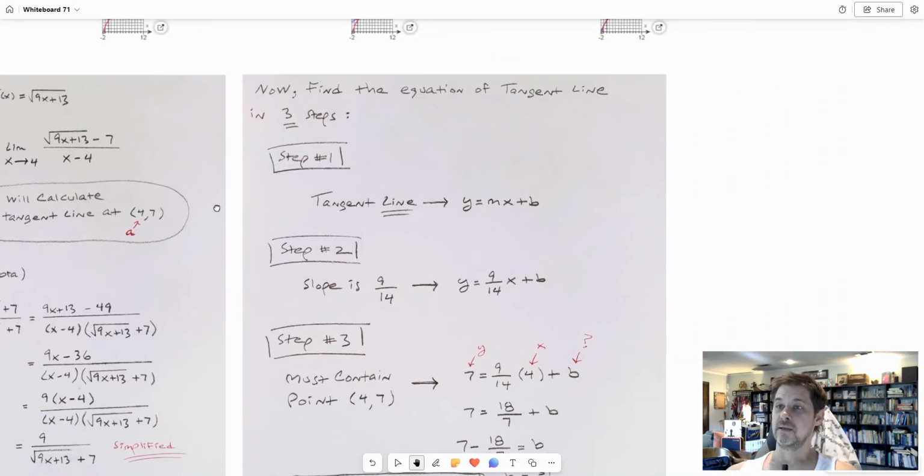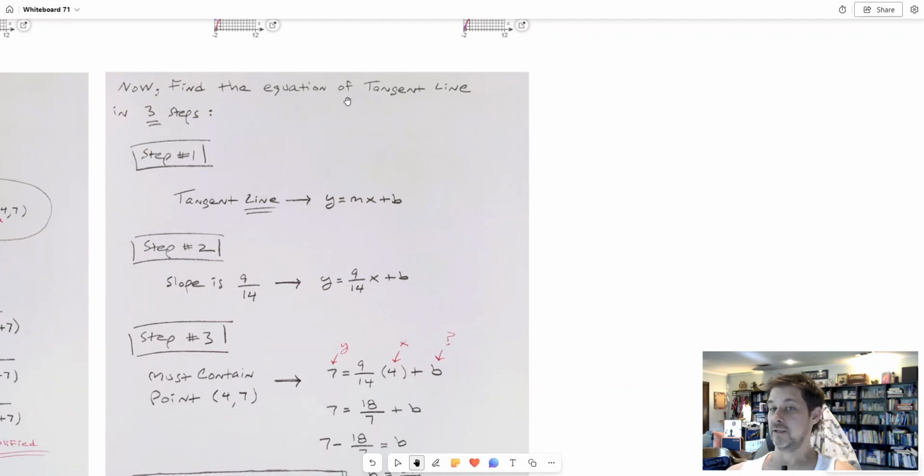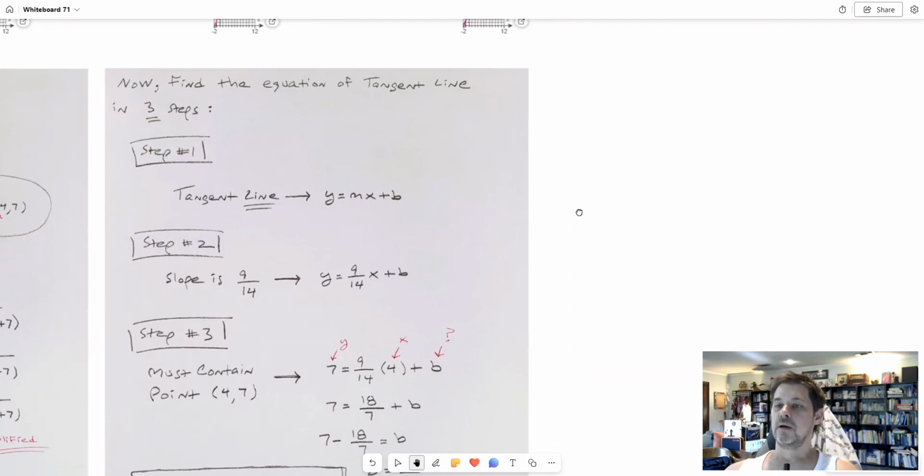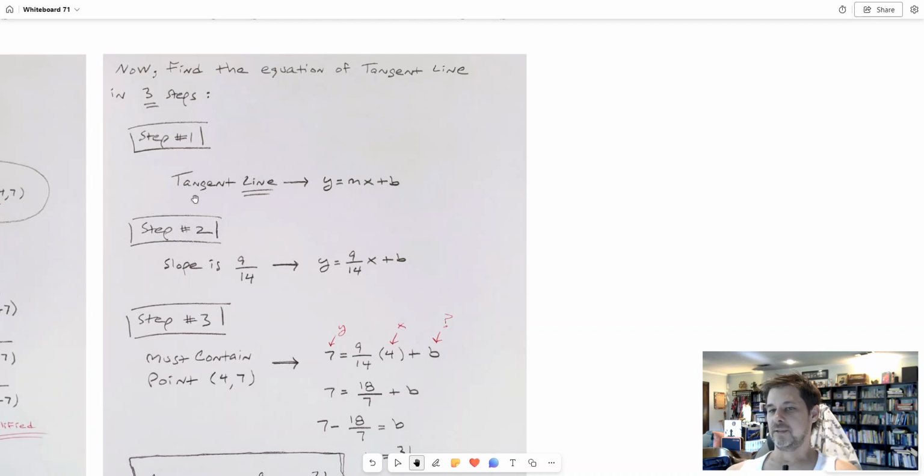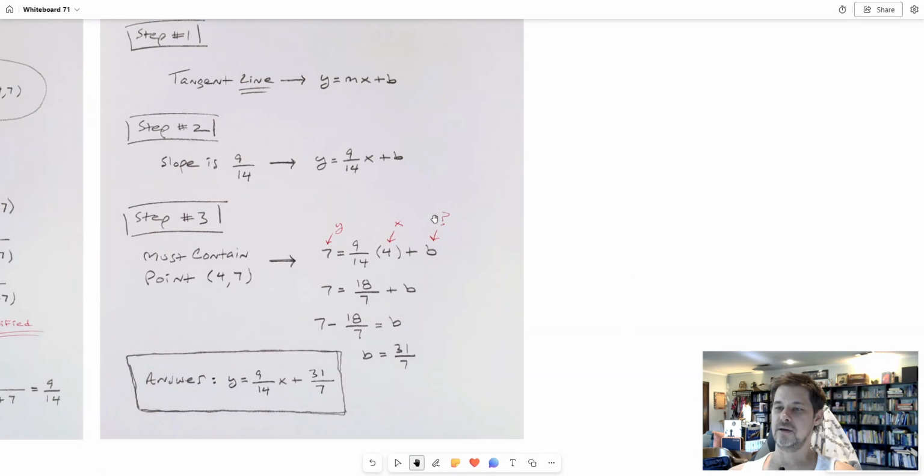All right, so now that we have that, we'll find the equation of the tangent line in 3 steps. First of all, step 1, I'll say the tangent line is a line, and so it has the equation that lines have, which is y equals mx plus b. My second step is that I know what the slope is supposed to be. I just figured that out. It's 9 over 14. So as a partial answer, I would say the equation of the tangent line is y is 9 over 14x plus b. B is this unknown constant left over there. Technically, it's the y-intercept of the line.